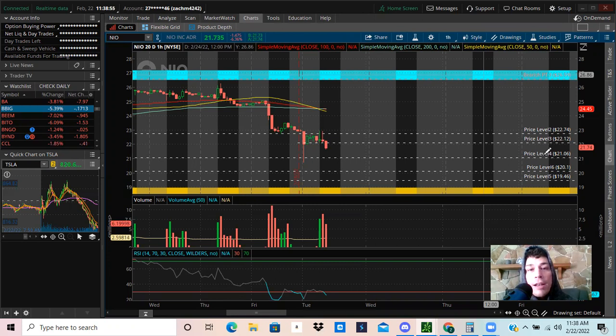We're going to take a look at my two plays today. These are two of my option trades today. I'm going to give you guys some technical analysis on the stock and break down where I got these levels from. So NIO is the first one.